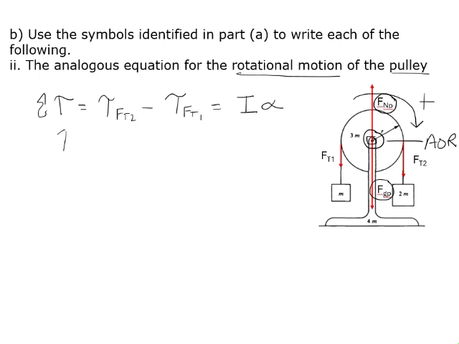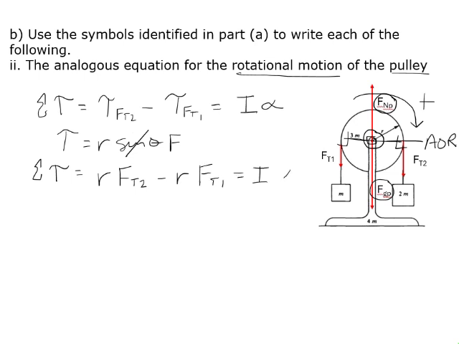We know that our torque equation is r sine theta times force. In both of these cases, the radius is 90 degrees in relation to the force. So our sine theta is sine 90, which is going to be 1. And so I can show that the sum of my torques is equal to the radius times the force of tension 2 minus the radius times the force of tension 1 is equal to rotational inertia times angular acceleration.